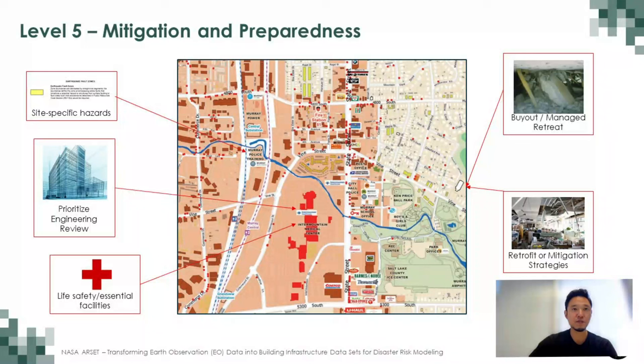Life safety, essential facilities. Let's have a look and see if they can perform to the necessary levels post-event. Buyout and managed retreat. Do we have bad actors in this area that need a buyout or perhaps demolition? Managed retreat, are these in high hazard zones such as the coastal regions? And finally, retrofit or mitigation strategies. Like, where should we be spending our money based on what we know at site-specific levels?